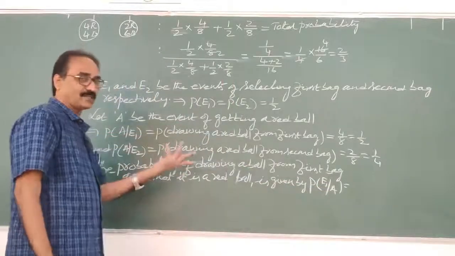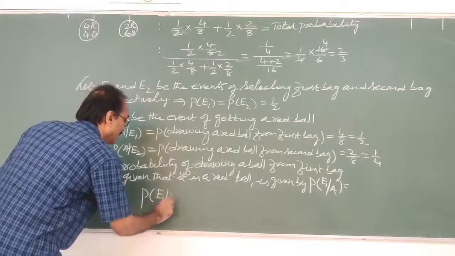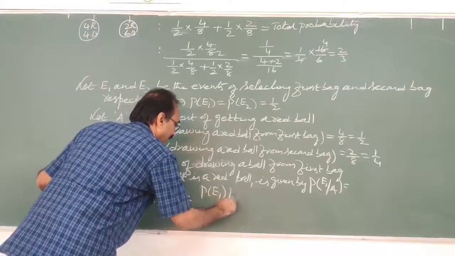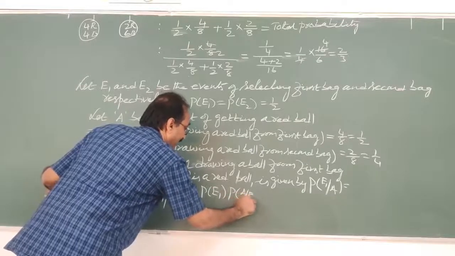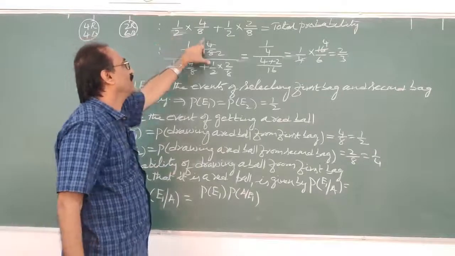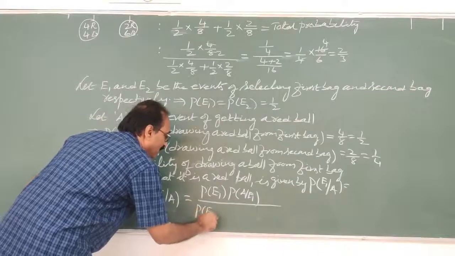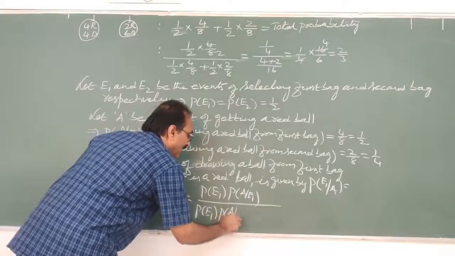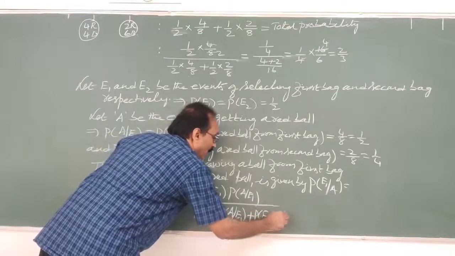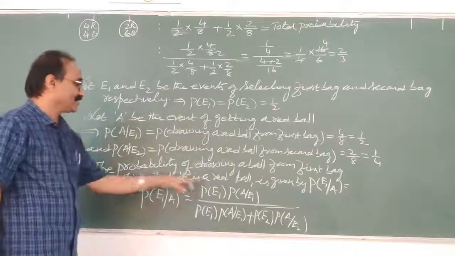Now, what is the base formula? I will write here. Probability of E1 given A is equal to probability of E1 into probability of A given E1, by total probability: probability of E1 into probability of A given E1 plus probability of E2 into probability of A given E2. This is the formula I wrote now. Simple. Reverse, what is there, you write here.